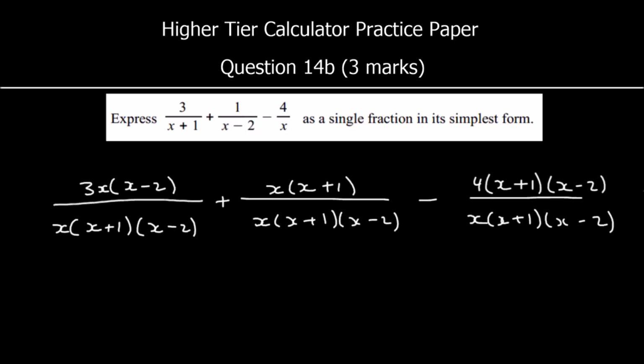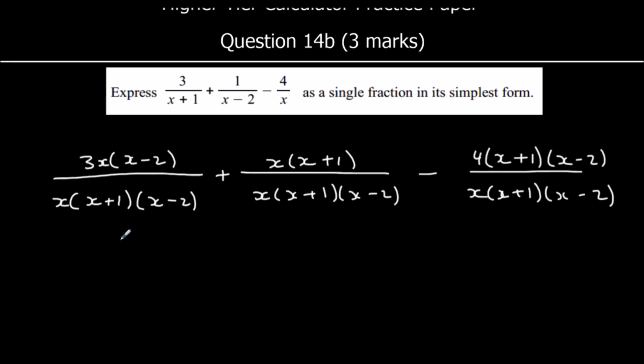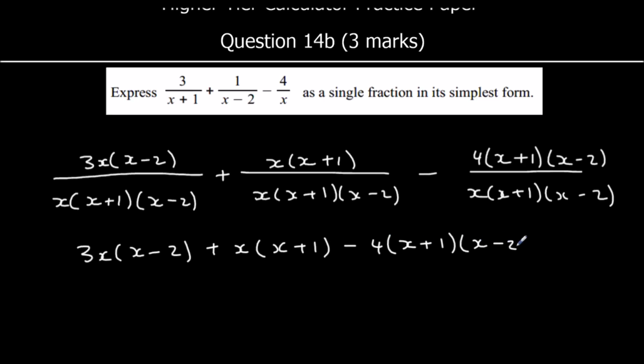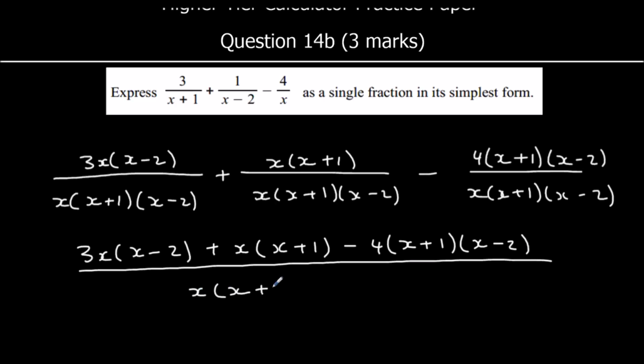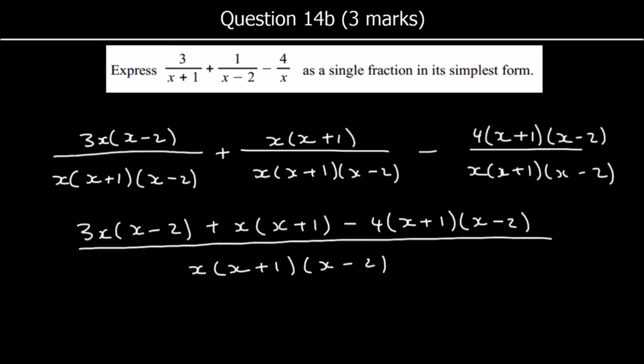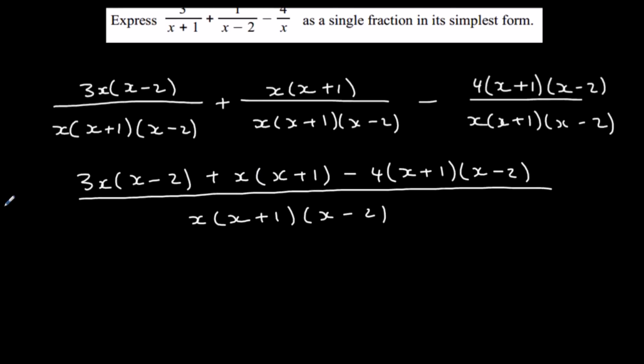So now I've got a common denominator. All the denominators are the same, so I can make them one fraction. So I can make it one big fraction, 3x times (x minus 2) plus x times (x plus 1) minus 4 times (x plus 1) times (x minus 2), all as one fraction over x times (x plus 1) times (x minus 2). So it's a single fraction. It's not in its simplest form. I can expand and simplify this top line.